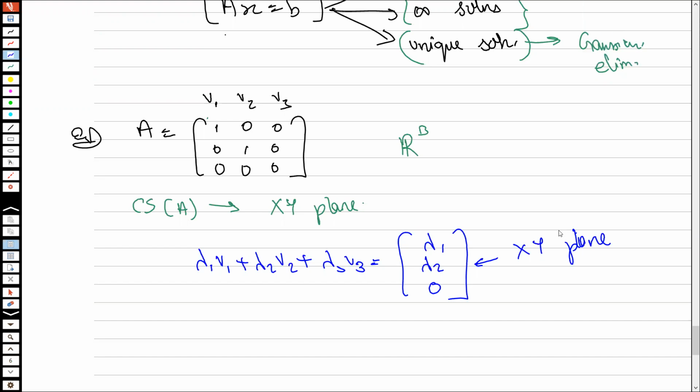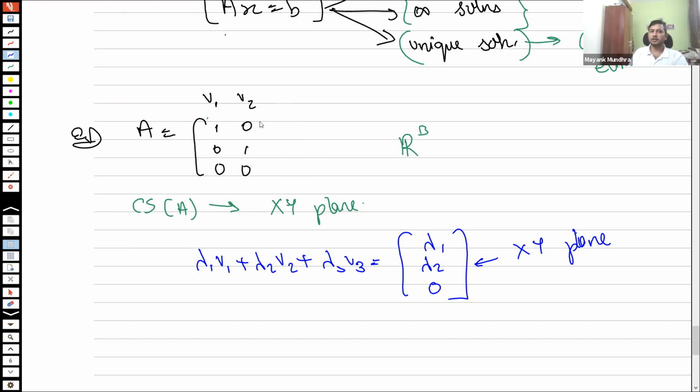Yes, sir. Now, if I remove V3, if I just take this vector, even in that case, it's going to be the XY plane in the R cube vector space. The column space is still going to be this. So that third vector was really very redundant. It was not adding anything.